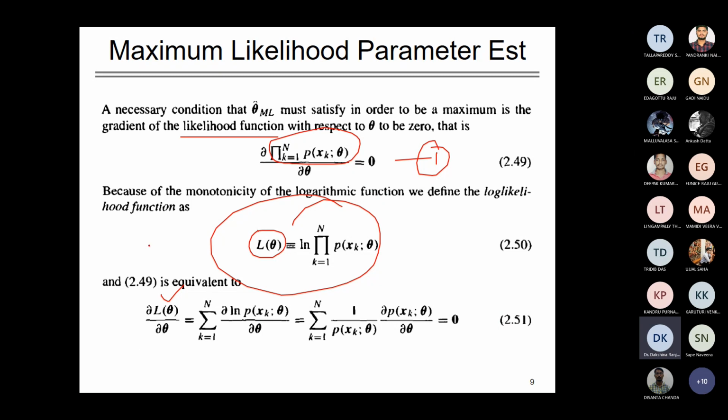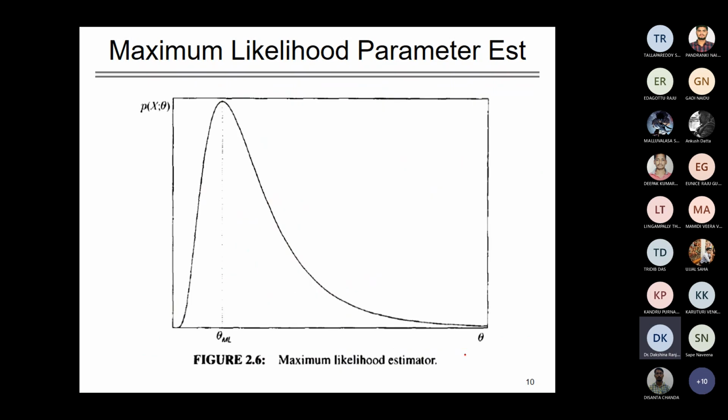So similar to maximum likelihood, here we are getting a point of theta where we get the maximum likelihood. Similar to this form, we will get the maximum log likelihood at some point theta. So these two forms, equations 2.49 and 2.51, are equivalent to each other.